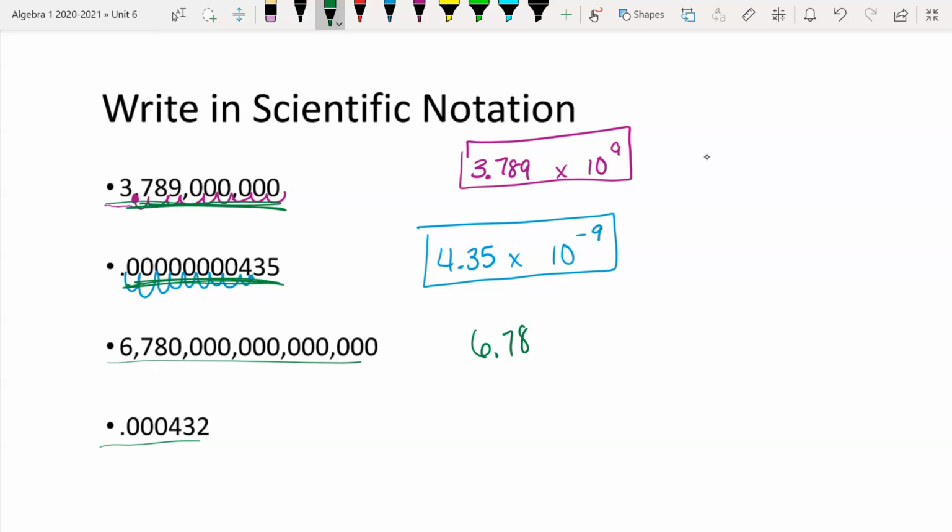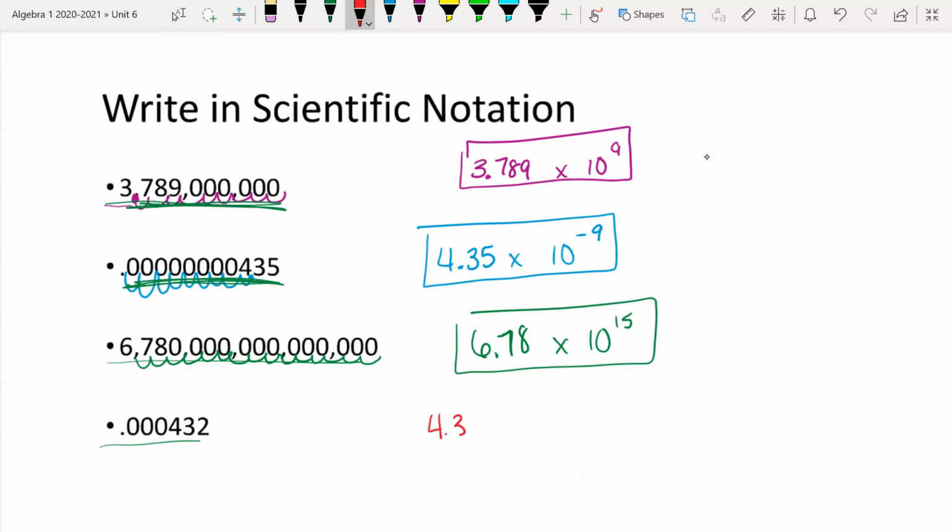Hopefully for this one, you wrote 6.78 times 10 to the 15. And the bottom one, put my decimal here, 1, 2, 3, 4. Hopefully you said 4.32 times 10 to the negative 4th. Okay? So that's taking it from standard form to scientific notation.